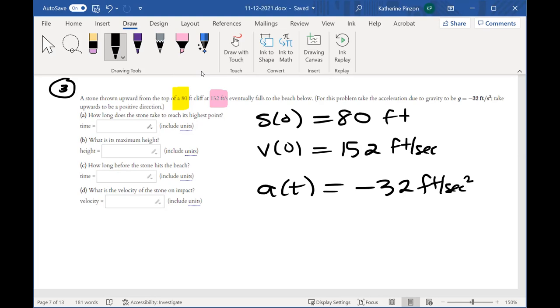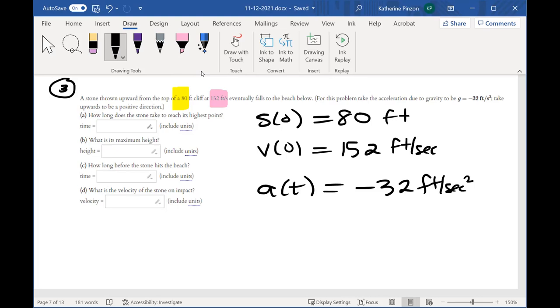What do you think you're going to do to solve this question? Antiderivatives, right? If you take the antiderivative of acceleration, you're going to get velocity. Then you'll solve for c. Then you're going to take the antiderivative of velocity to get position. These first 3 questions ask you about the position of this stone. If you have an equation for position and you want to find the maximum, graph it and find the vertex.